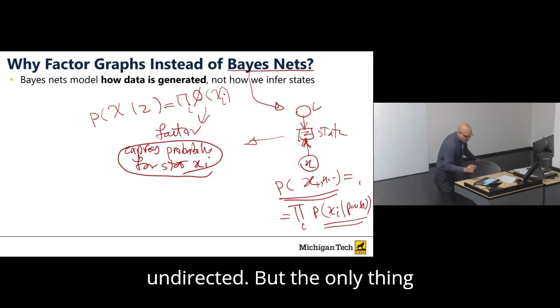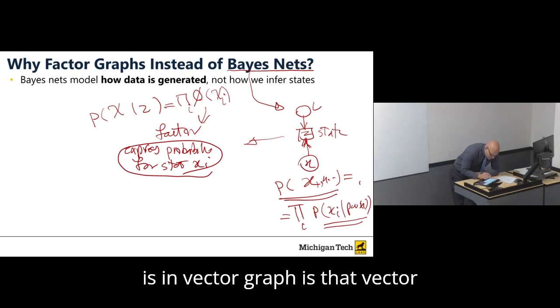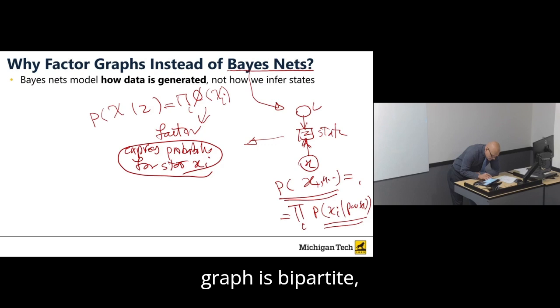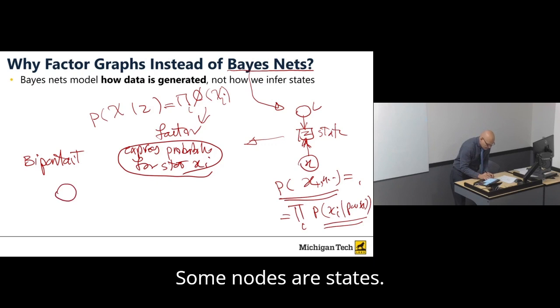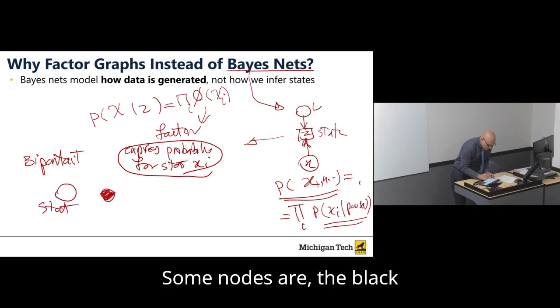The only thing in a factor graph is that it is bipartite, which means you have two kinds of nodes. Some nodes are states, and some nodes, the black ones, which can have different shapes, are factors.